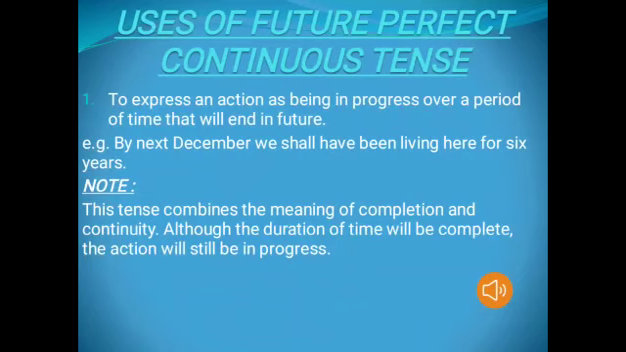Uses of future perfect continuous tense. To express an action as being in progress over a period of time that will end in future. For example, by next December we shall have been living here for 6 years. Now the duration of time here is 6 years, means the person will have been living there for 6 years, but it will end in future. It will end by next December.